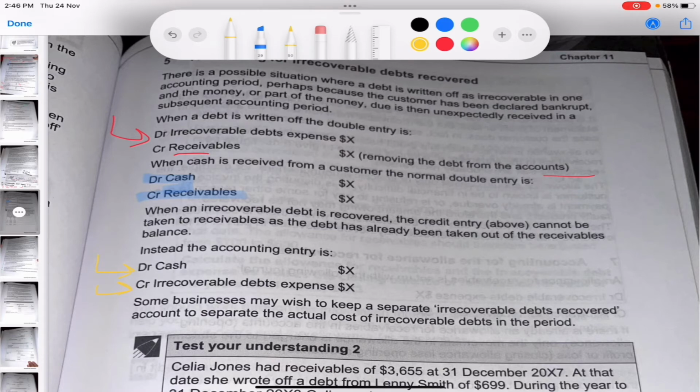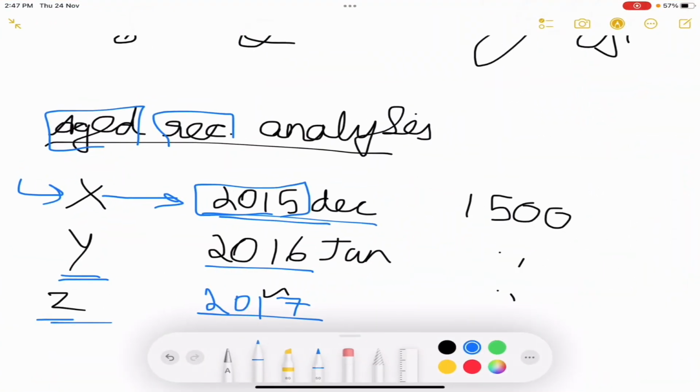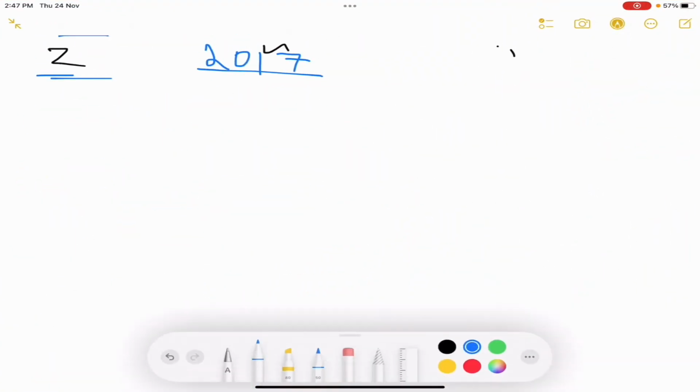So when you wrote off the irrecoverable debt, you are going to open it again and get the cash. Got it? Sometimes people keep a separate account which is irrecoverable debt recovered, but mostly people open the irrecoverable debt expense account again and show it. So did you get it? Let's quickly revise all the journal entries which we have been seeing so far. And I hope you write this down.